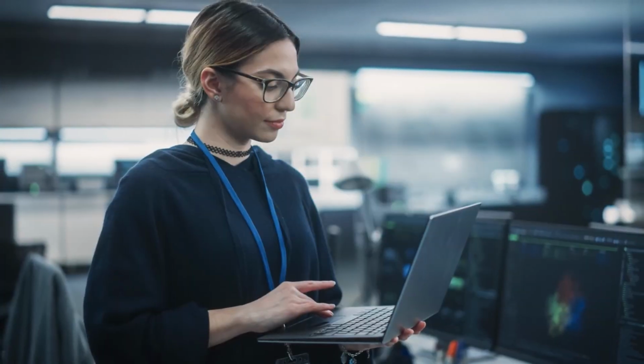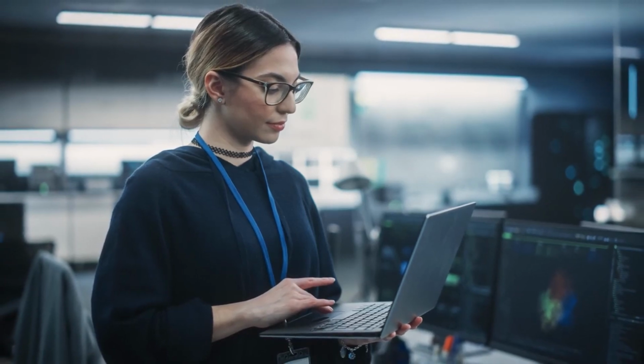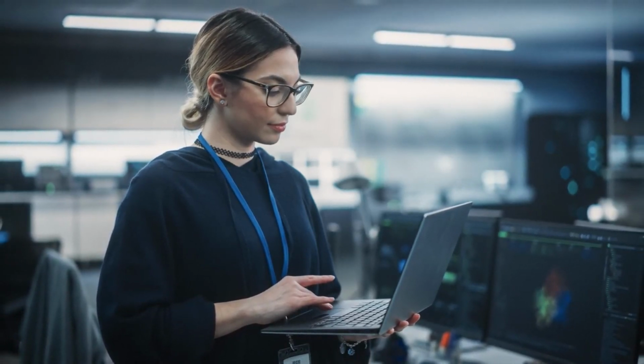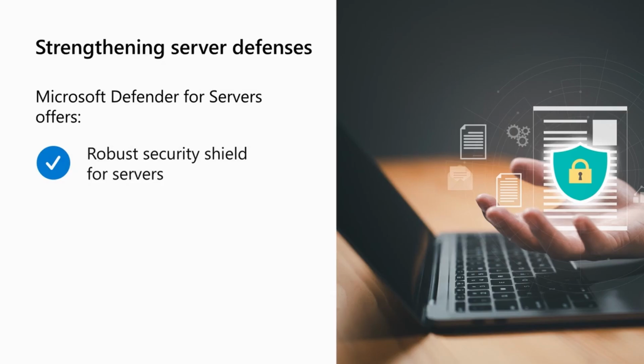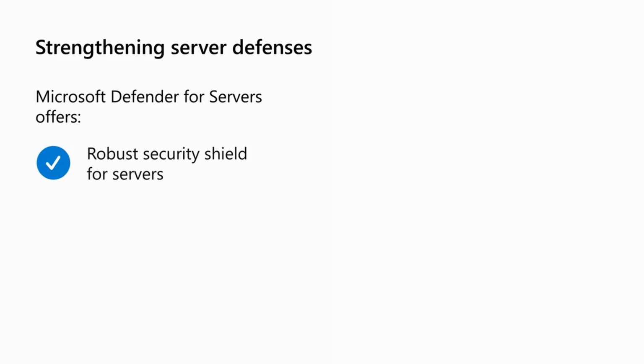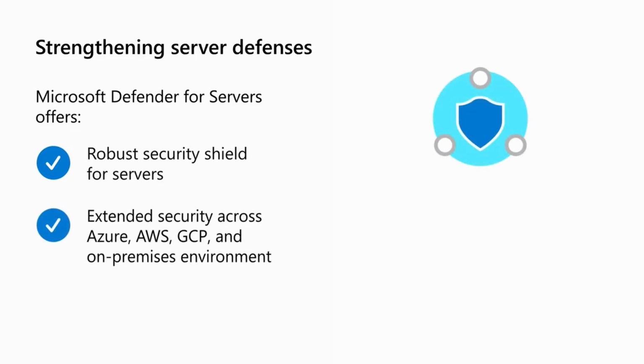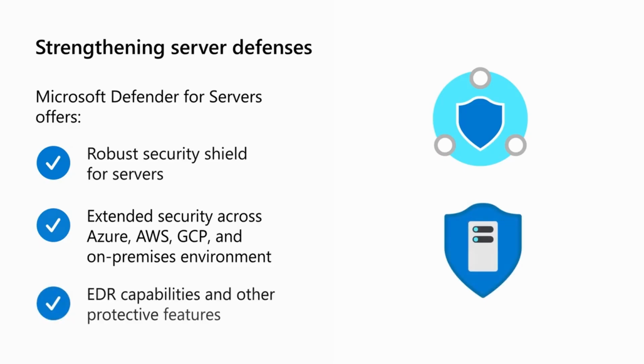Rachel, an IT professional, often finds herself contemplating the best strategy to reinforce their defenses against evolving threats. Armed with her expertise and the robust capabilities of the solution, she envisions a shield that safeguards servers irrespective of their location: Azure, Amazon Web Services, also known as AWS, Google Cloud Platform, also known as GCP, or on-premises environments. With eager anticipation, Rachel deep dives into Microsoft Defender for Servers, eager to explore its endpoint detection and response, also known as EDR capabilities, and its array of protective features.